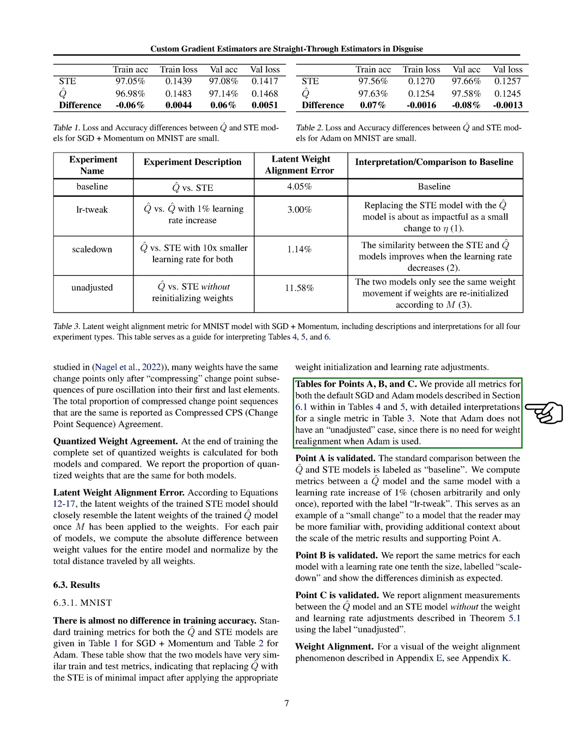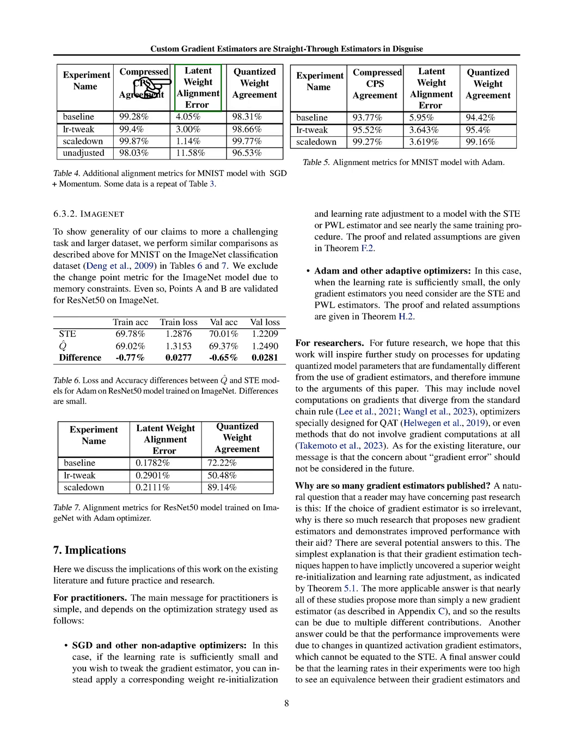Furthermore, we provide metrics for points A, B, and C for both default SGD and Adam models. Point A is confirmed through comparisons labeled as baseline, LR tweak, and scale down. Point B is validated by observing diminishing differences when the learning rate is decreased. Point C is verified by comparing alignment measurements between the hat-Q model and an unadjusted STE model.